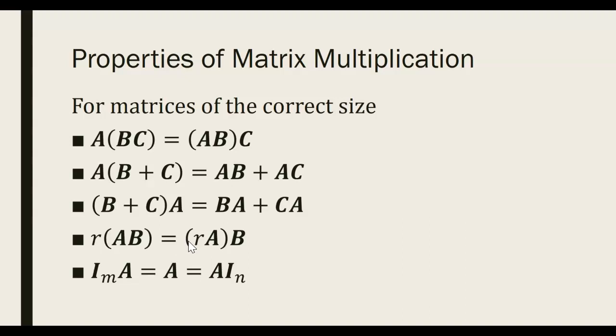And then our last property on this page has to deal with the identity matrix. It says that the identity matrix times A will always be A, and A times the identity matrix will always be A. Now, notice there's a little bit of different subscripts there because, again, if you're multiplying on the left, you might need a certain size identity matrix, and if you're multiplying on the right, you might need a different size identity matrix. Okay. In fact, let me demonstrate that property.